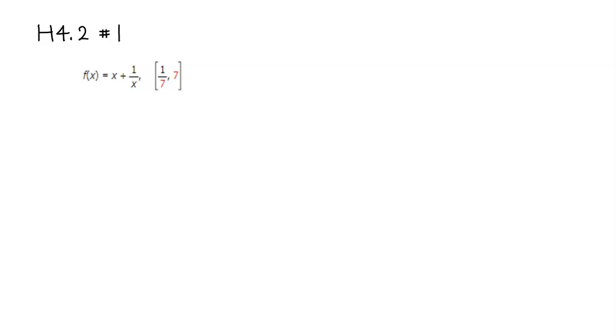So we already checked that. Whoops, sorry, that's not what I wanted to do. All right, so here we know that f is definitely continuous on the given interval, 1 over 7 to 7, closed interval, and also differentiable on the open interval from 1 over 7 to positive 7, right?